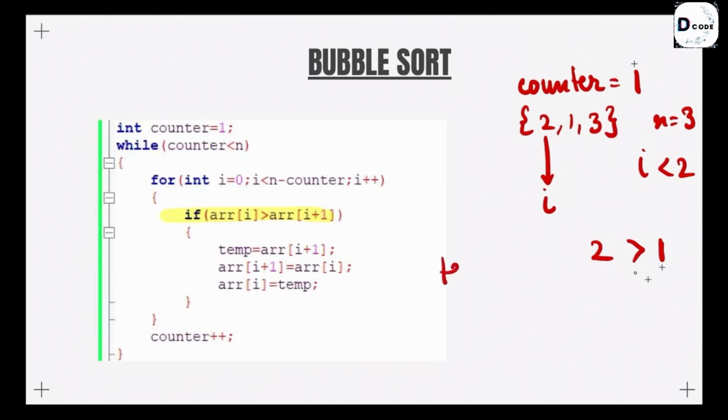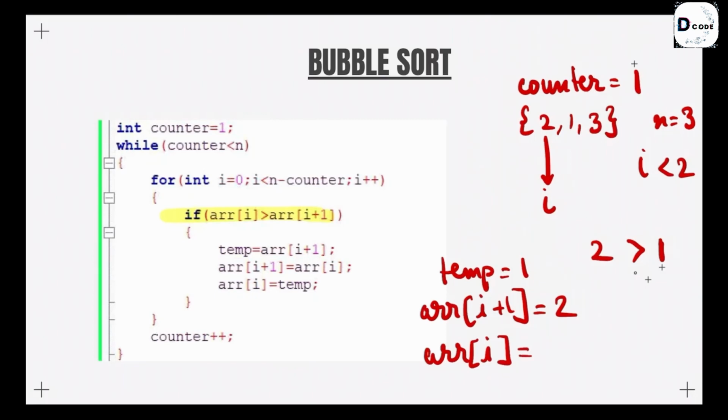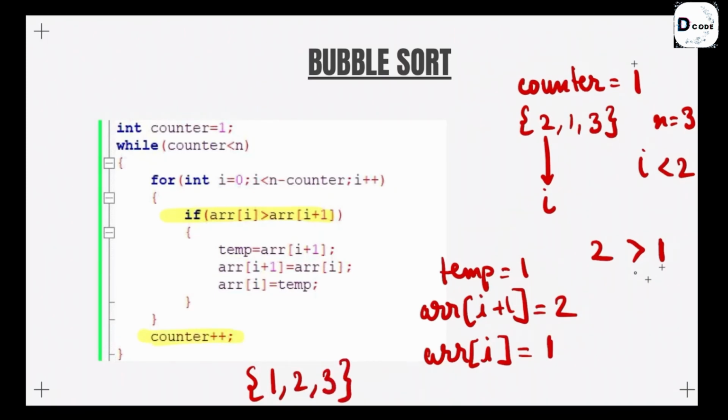So swapping will be done, and in a temp variable it will store array of i plus 1, which is 1. And in array of i plus 1, it will store array of i, which is 2. And in array of i, it will store the temp variable, which is 1. So the new array will be 1, 2, 3. Now we will increment the counter by 1. So now the new counter will be 2.